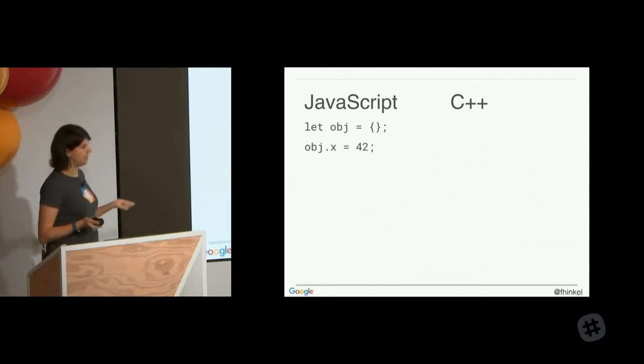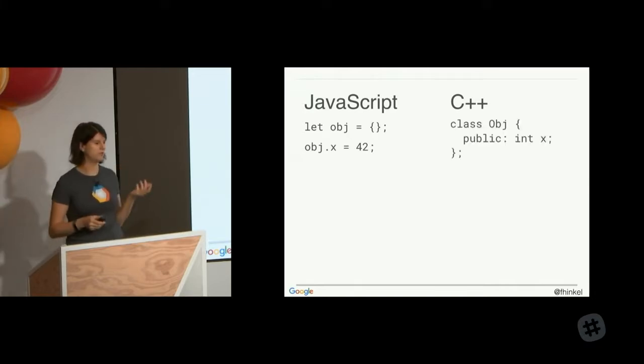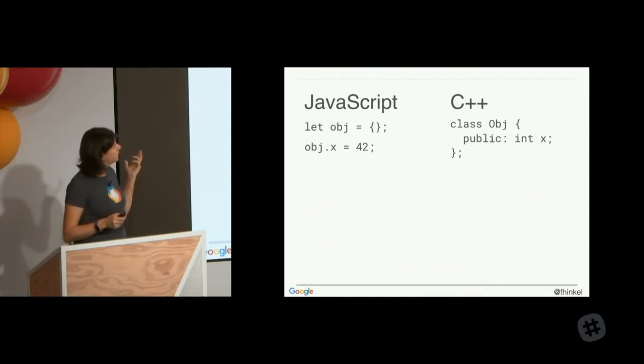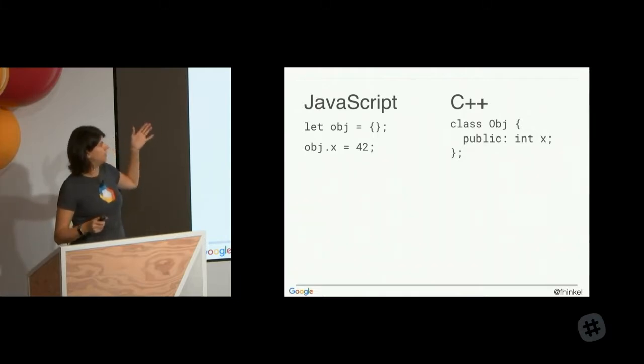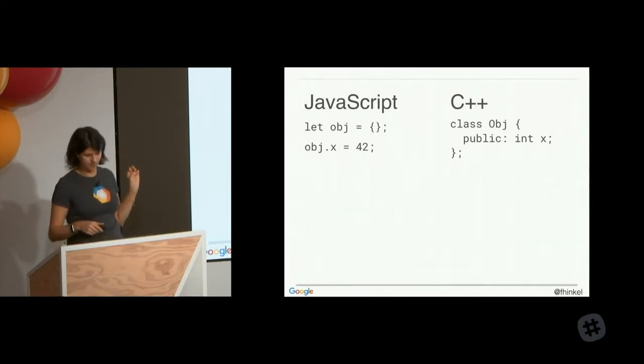You pretty much can, except C++ compilers are a little stricter, and you first have to tell the C++ compiler what the type or the shape of the object is. So you first have to define a class where you tell the compiler this class has a field that's public and it's an integer and it's called X.